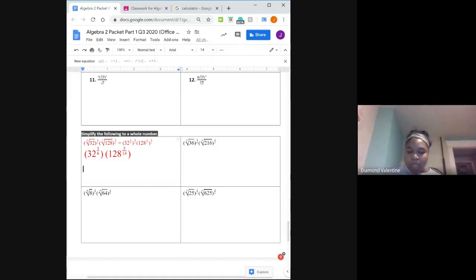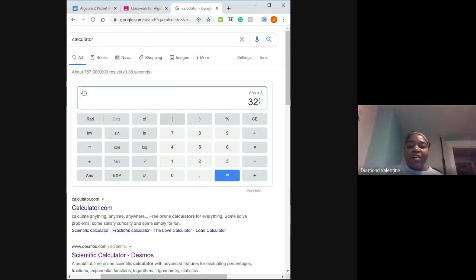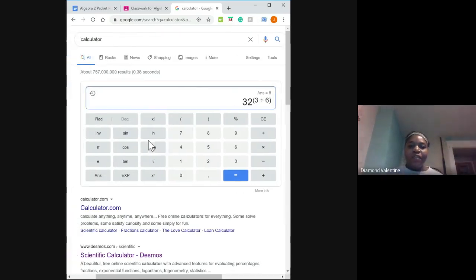Hold on, because it's not letting me put it in. Okay, all right. So let's try it together. What did you put again? What are we supposed to put? 32, right? Yeah, to the open parenthesis. 32, open parenthesis, 3 divided by 6, close parenthesis. That would give you 5.65.